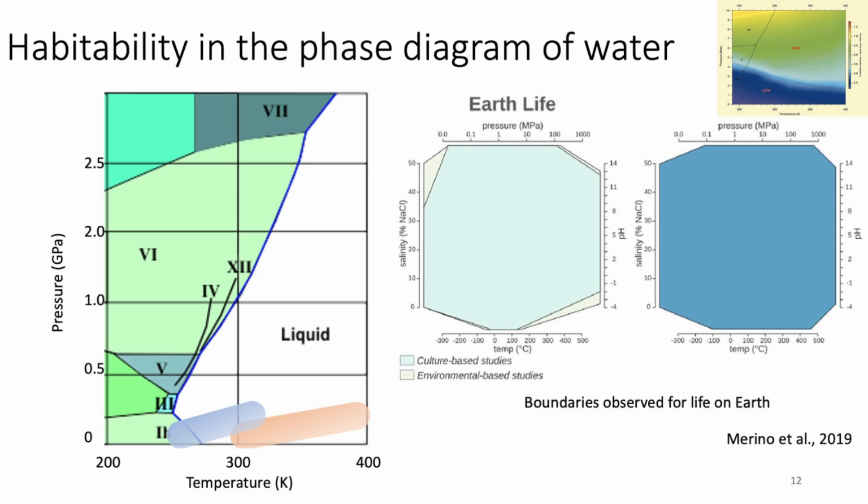Here is a graph that represents the limits of life as we currently know it in terms of the main parameters: pressure, which is this blue line here, the salinity, the temperature, and the pH. There is a slight difference between the culture-based study, the deeper blue here, and the environmental-based study. There is a bit of difference in temperature, and the same for pH, for high and low pH. For pressure, we don't necessarily know very well, but here for the salty environments as well.